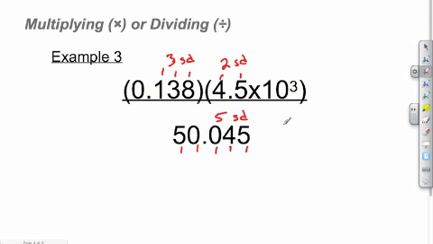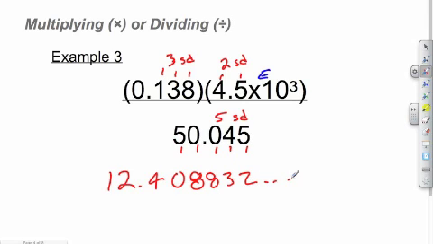Alright, so let's punch this in our calculator. 0.138 times 4.5, and then I'm going to use the E button on my calculator. That means times 10. And then I'm going to put 3 for my exponent, and then I'm going to divide by 50.045. Alright, so my calculator gives me a bunch of digits. I'm just going to put a few. 12.408832, and then some change.